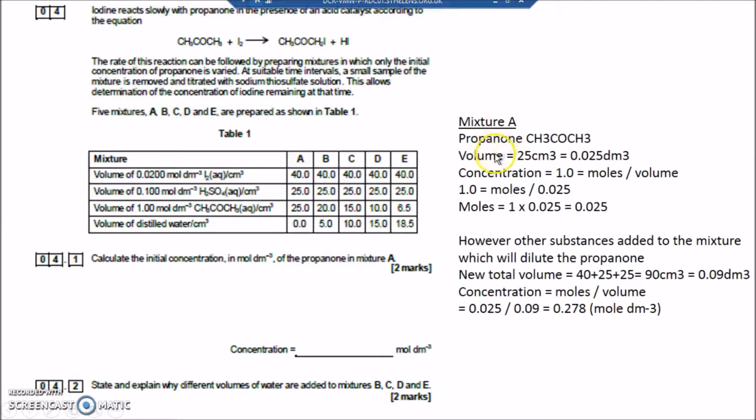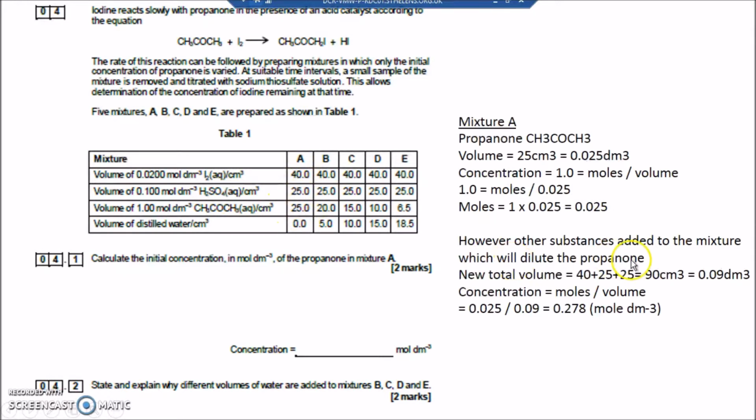So I can use that first of all. The volume is 25 centimeter cubed, divide by 1,000 to turn smaller units into bigger ones, like centimeter cubed into decimeter cubed, 0.025. Concentration equals 1. It tells me the concentration of propanone equals number of moles divided by volume. So 1 equals moles divided by the volume, 0.025. So moles are these two multiplied together. 1 times 0.025 is 0.025. So that's the number of moles of propanone that I've got, 25 centimeter cubed, 1 mole per decimeter cubed. 0.025 moles of propanone in here.